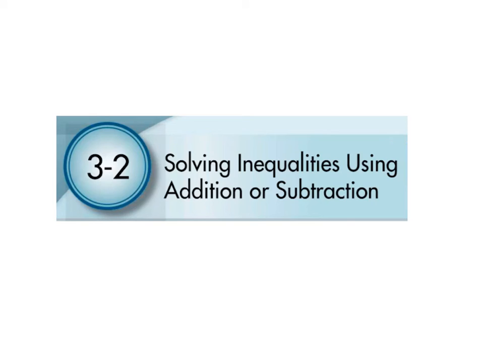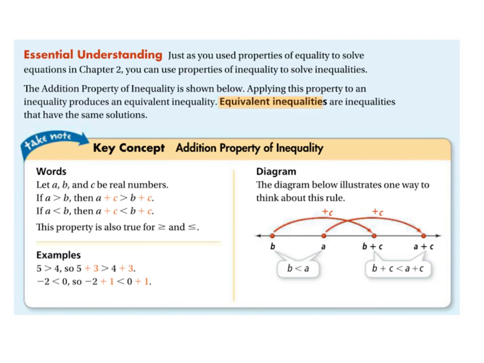Okay, we're starting out this first section, 3-2, solving inequalities using addition and subtraction. Take a look at what this basically looks like. Just like equations, we're going to be making equivalent inequalities by using some property of equality. The addition property of equality, for example, says that if x minus 1 equals 3, then adding 1 to both sides will give an equivalent equation, x equals 4.